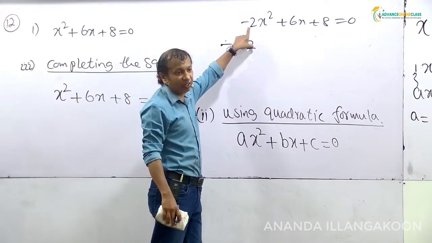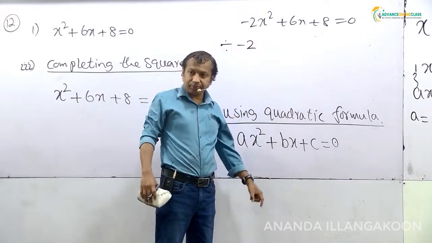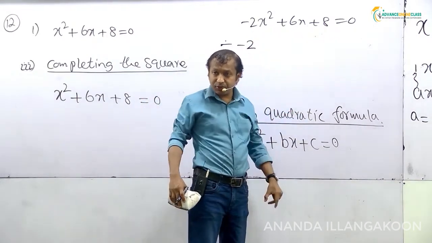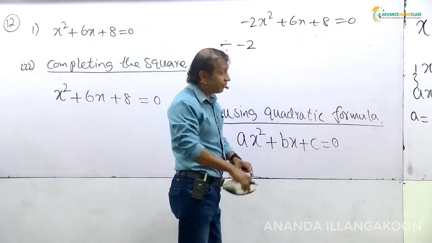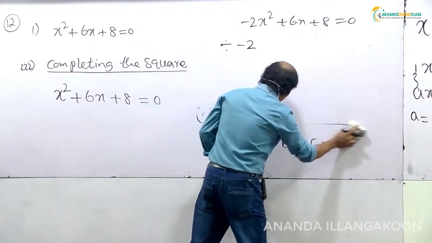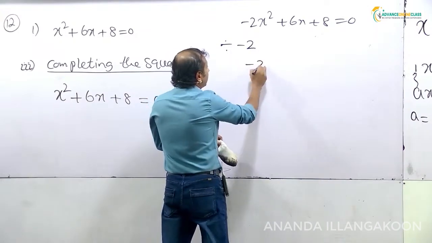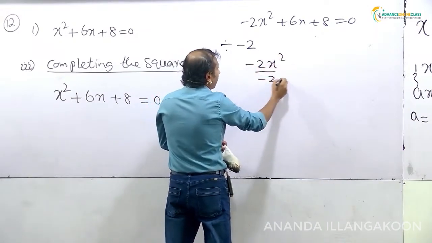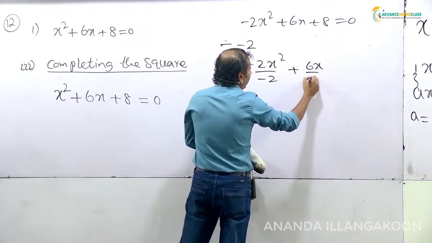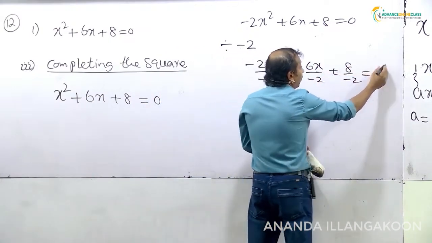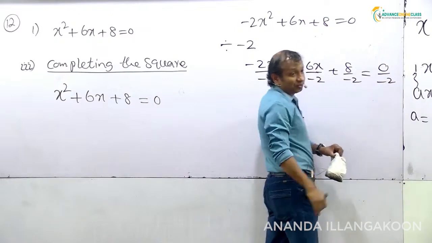What is that? Minus 2, no? We divide both sides by minus 2. Then what happens? All these three terms we have to divide by minus 2. Understand? Here, minus 2x squared we divide by minus 2. 6 we divide by minus 2. 8 we divide by minus 2. 0 also we must divide by minus 2.